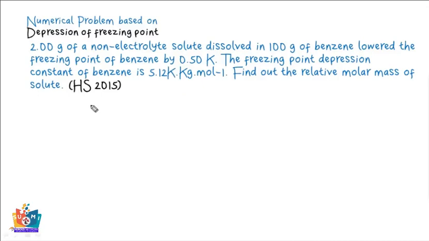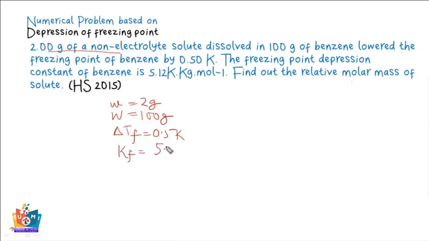Now, a numerical problem based on depression of freezing point. This is very simple. 2 gram of non-electrolyte solute, small w equal to 2 gram, dissolved in 100 grams, capital W equal to 100 gram, of benzene lowered the freezing point by 0.50 K, delta TF equal to 0.5 K. Freezing point depression constant of benzene, KF, is also given. This is 5.12. Find out the relative molar mass of solute. M is not known. This question was there in the higher secondary examination 2015.